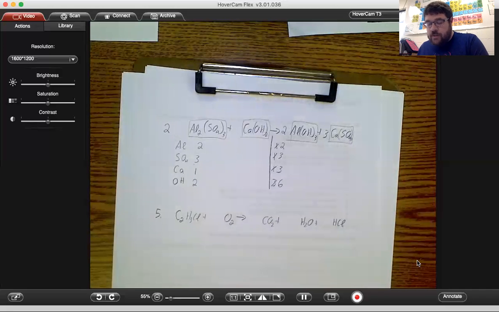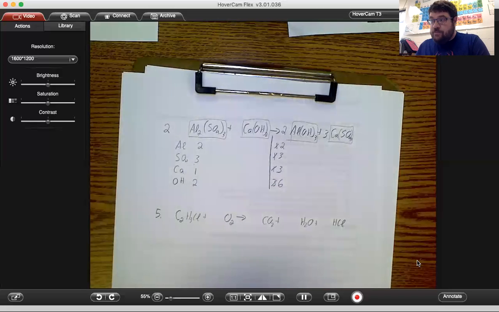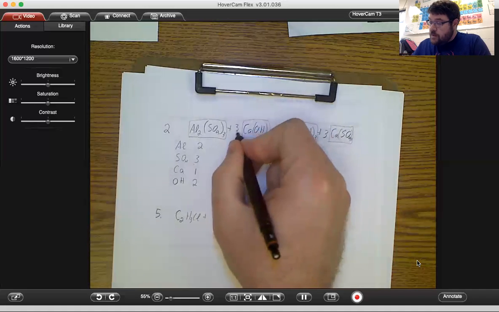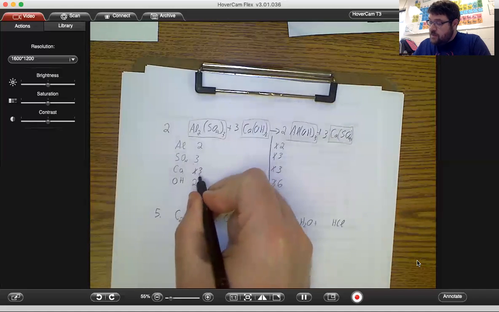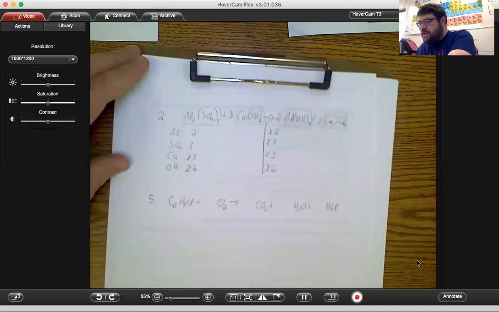Don't worry, it'll all work out. Hydroxide, another ion, 2 and 6, which means I have to multiply the reactant side by 3, right? That changes my calciums and my hydroxides, and everything is balanced, nice and easy. Okay? Hopefully that was pretty easy for you. Let's take a look at number 5.